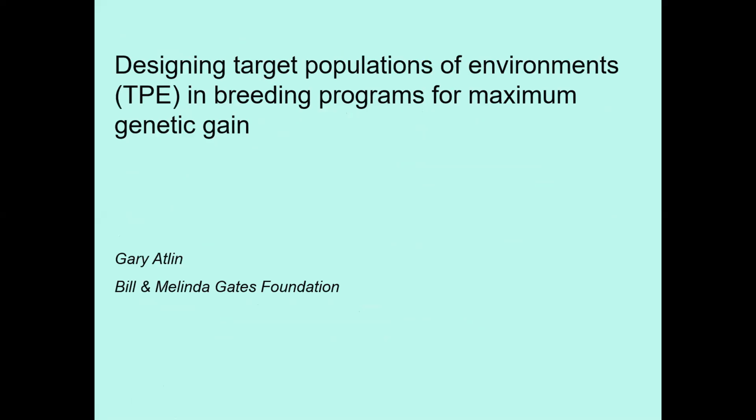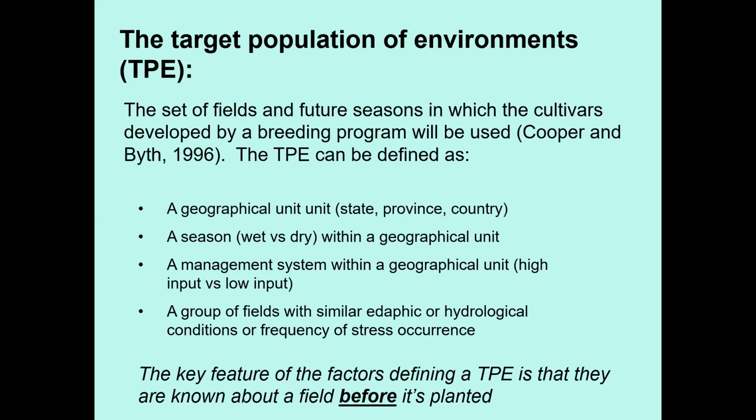I'm going to talk about one of the central problems of designing breeding pipelines, and that's the definition of the target population of environments, your breeding target. And I'm going to do that within the context of selection theory. The decisions you make around designing a TPE should be made in order to maximize genetic gain. And there's a body of theory and modeling approaches that allow you to analyze your breeding program in that way.